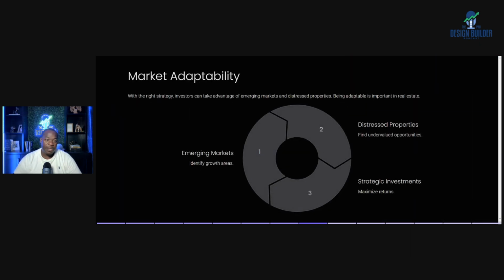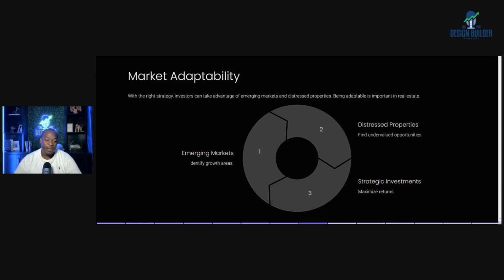Market adaptability. With the right strategies, investors can take advantage of emerging markets, distressed properties. Being adaptable is important in real estate. All right. So let's go over a couple different categories of properties and we'll break down each one.